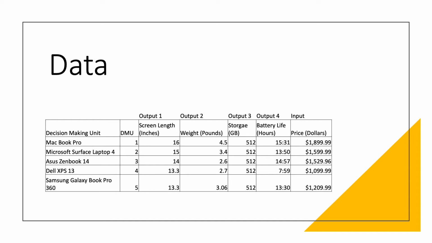If I visited apple.com, it gave me everything I needed to know about the MacBook Pro. Same with Microsoft.com, Asus.com, Dell.com, and Samsung.com. Under all these products, they listed all the information I needed. They had the screen length, the weight, storage, and battery life, and especially how much they cost.